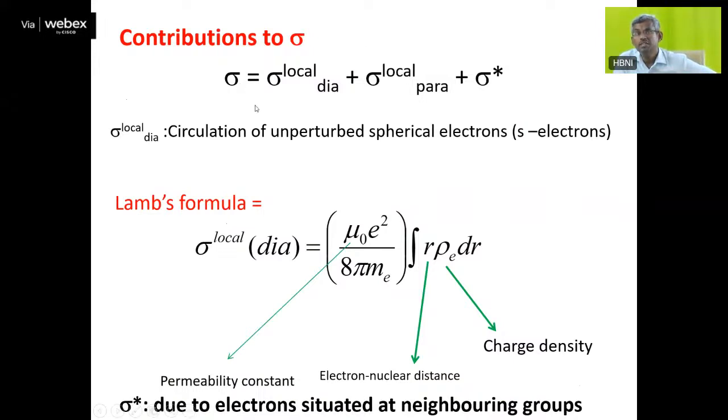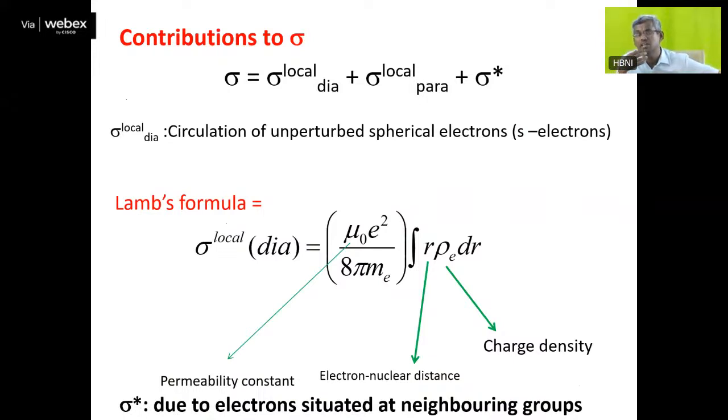But in most cases we have two contributions to the chemical shielding parameter. One is the local diamagnetic term and another is the local paramagnetic term. The local diamagnetic term arises because of the circulation of the unperturbed spherical electrons, called s electrons. That is expressed by a formula called Lamb's formula. This is well known in the literature. I will not be asking you to write the formula in the exam.